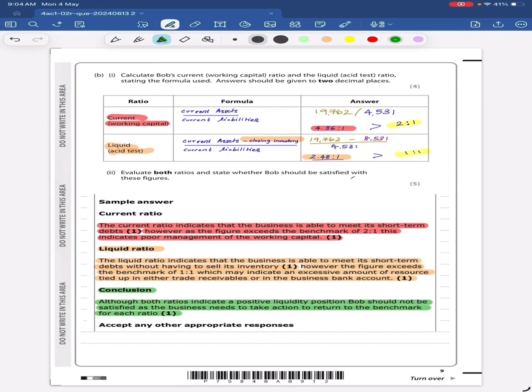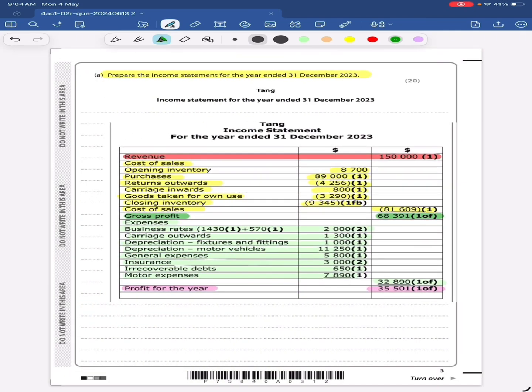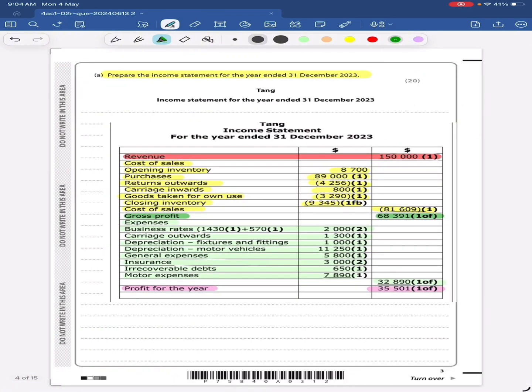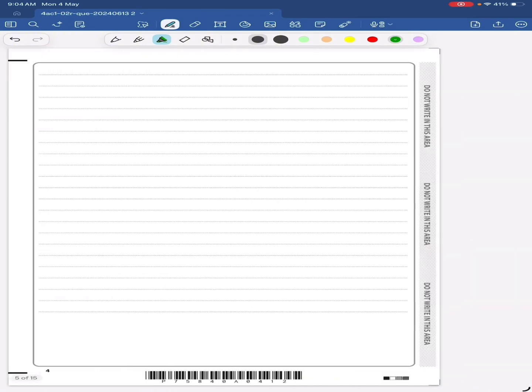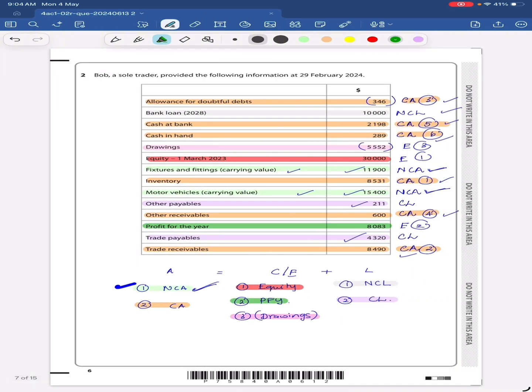Now we had come to the end of this paper. So the first question was based on preparing an income statement with additional information given there. We had found profit for the year. Then we had few theory questions on option 1 and option 2, employing a part-time bookkeeper or to purchase an accounting software package. And we had given why option 1, why option 2, and then advice what should be the best because it's a 5 mark.